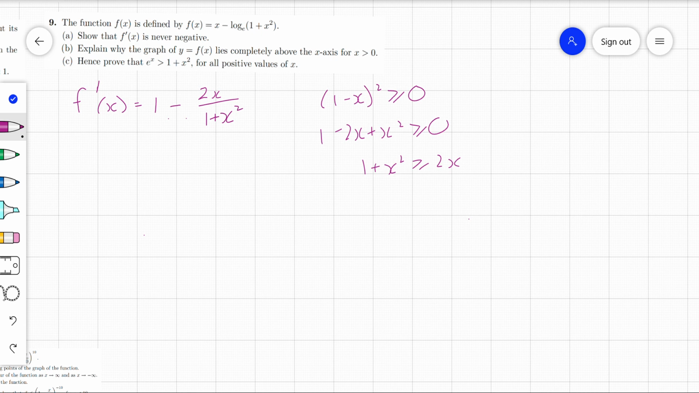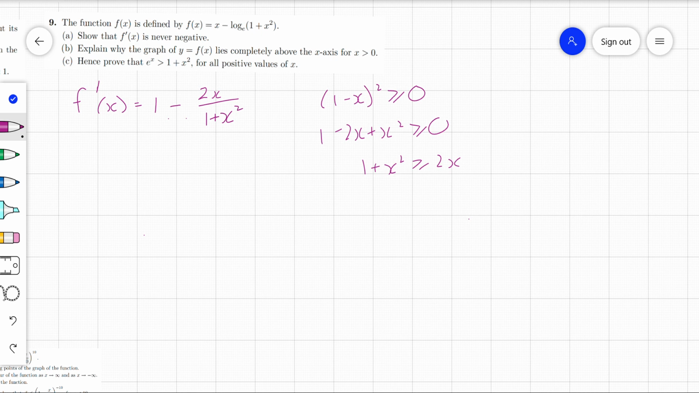this is okay. We're just adding that 2x to both sides, so that's fine. Sorry, I just had to check.